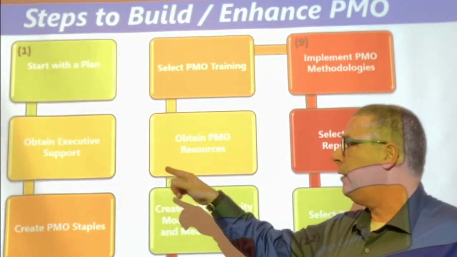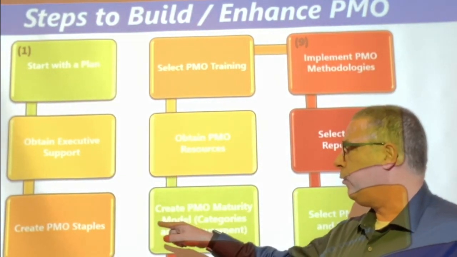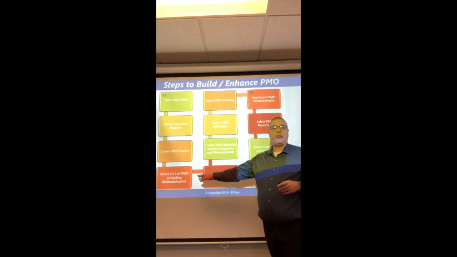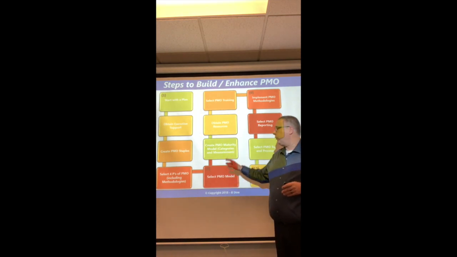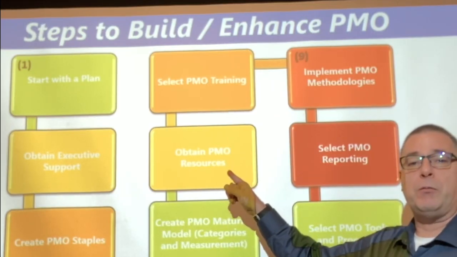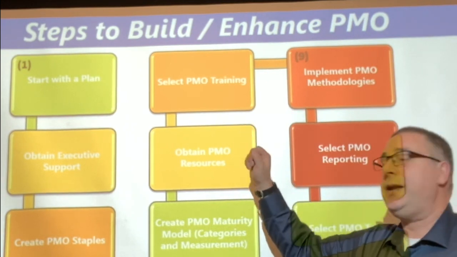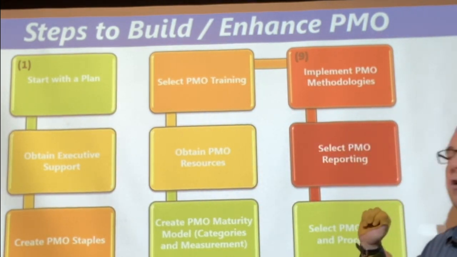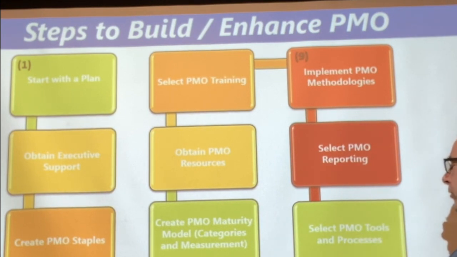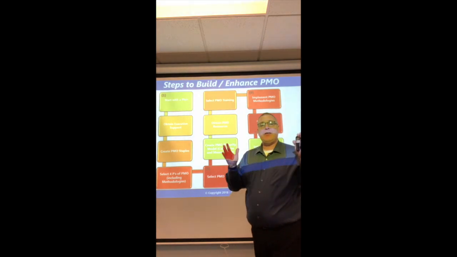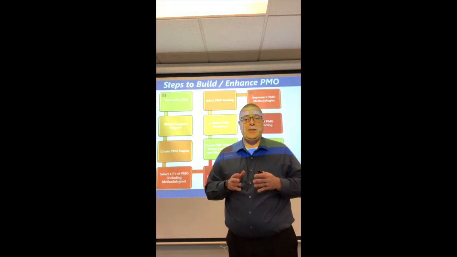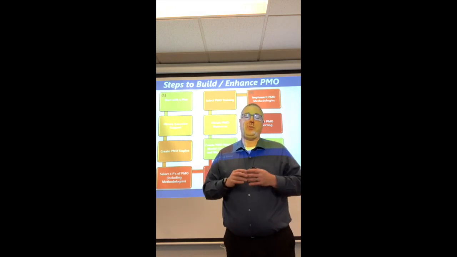Start with a plan, obtain executive support, create PMO staples, select your 4 Ps of your PMO, select your PMO model, and we'll talk about that. Select and create your PMO maturity model, obtain your PMO resources, select your PMO training, implement your PMO methodologies, select your reporting, select your tools and processes, and your PMO is complete. So these are the 12 steps that I strongly believe that you need to do to create your PMO.